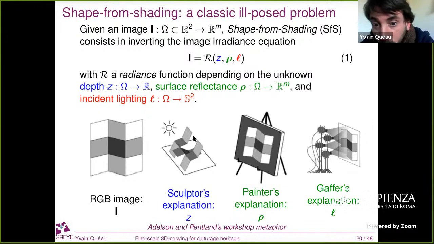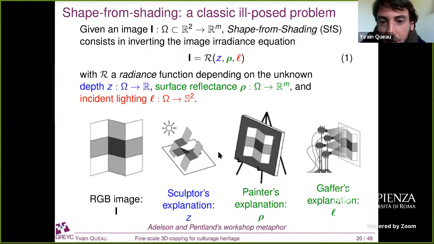Okay, so the shape is uniformly white and it's lit under general conditions. Or it could be a flat geometry, but which is painted. Or it could also be a white and flat geometry, but which is illuminated in a complex manner. And all of these are possible explanations of the image. And there exists no way to tell, okay, this one is better than this one or this one, okay?